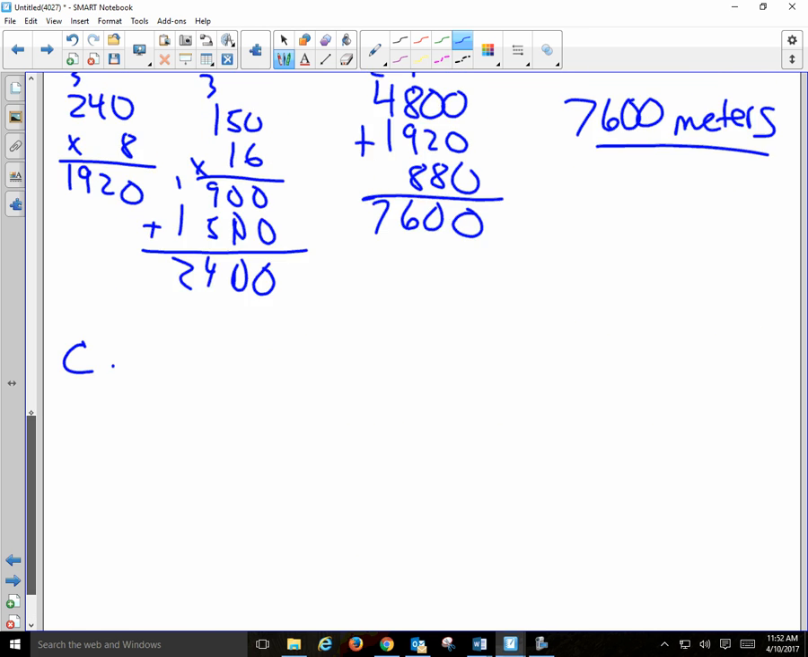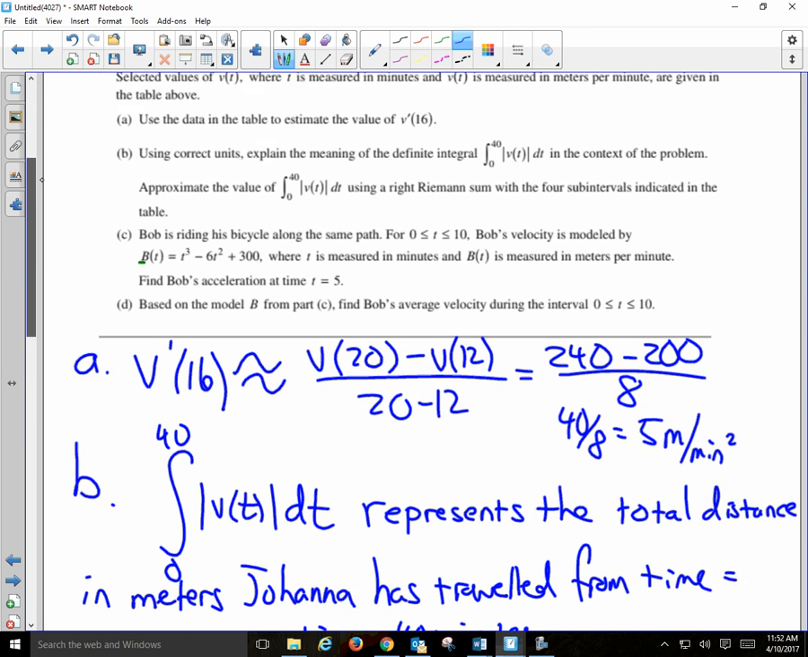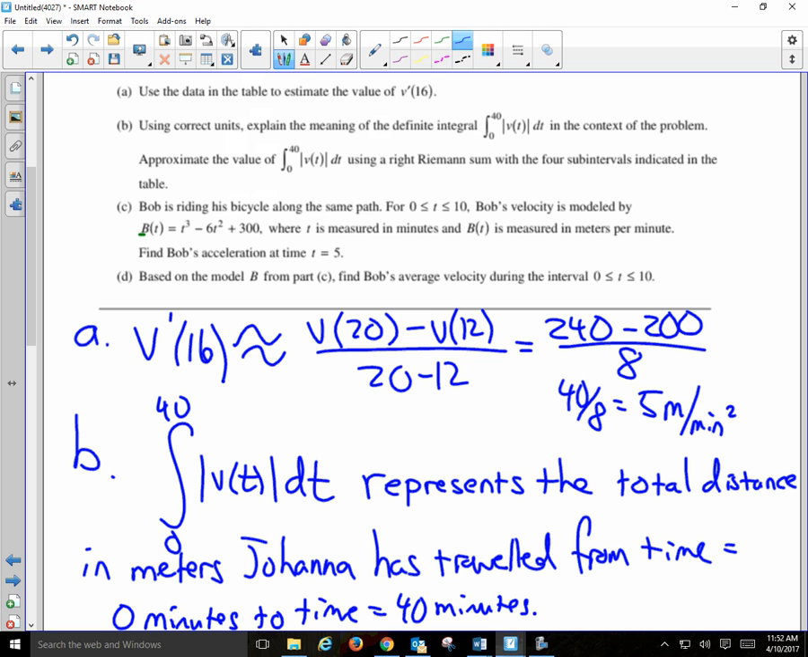All right. Part C says Bob is riding his bicycle along the same path. Great, now we got Bob. Bob's velocity is modeled by this, so this is a velocity function. T is measured in minutes, and B of t is measured in meters per minute. Find Bob's acceleration. I think everybody should be able to get this problem right on the test.